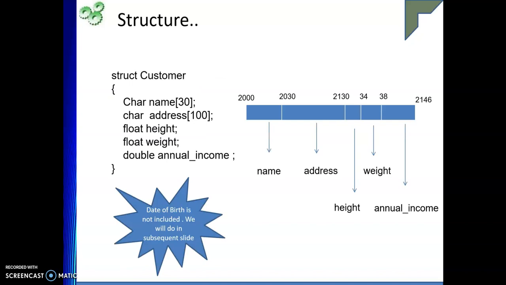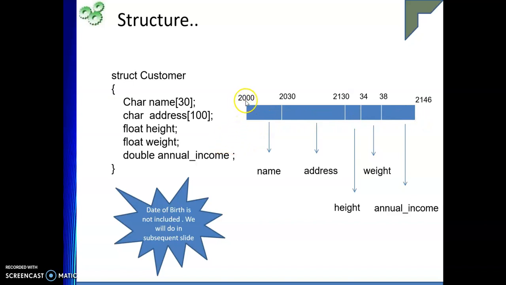Okay. So having said this, now if I declare this particular structure, customer, based on the case studies, I'm not considering the date of birth. So character name 30, address also I have added. Address 100, float height, float weight, and double annual income. Now let us see this particular structure itself.